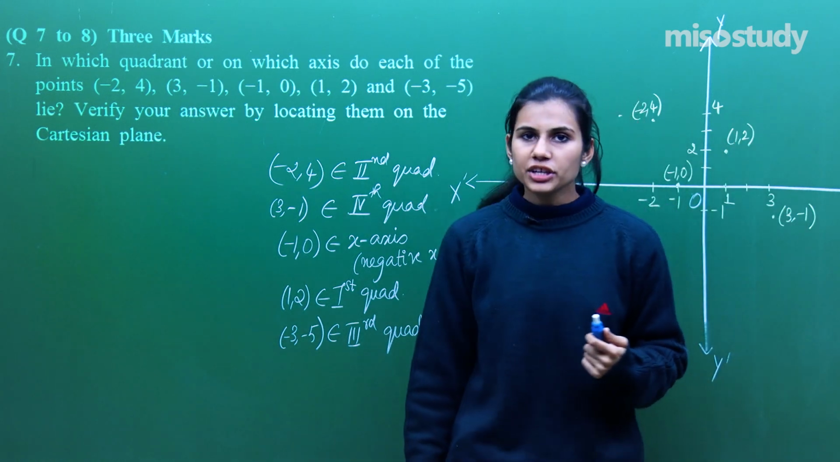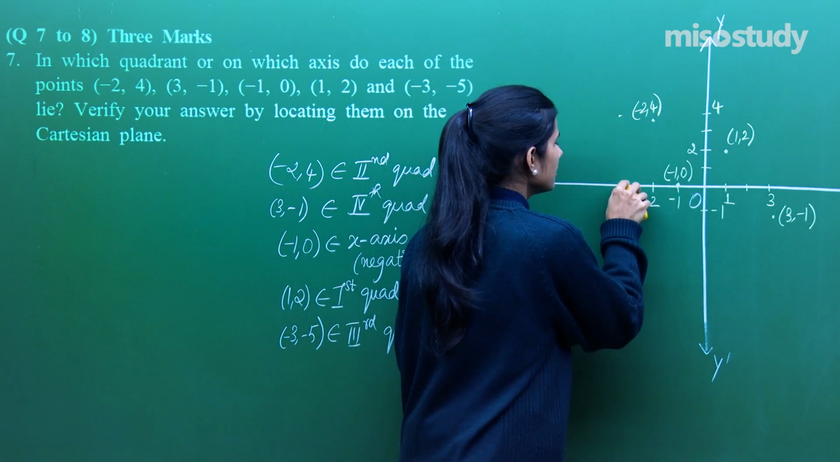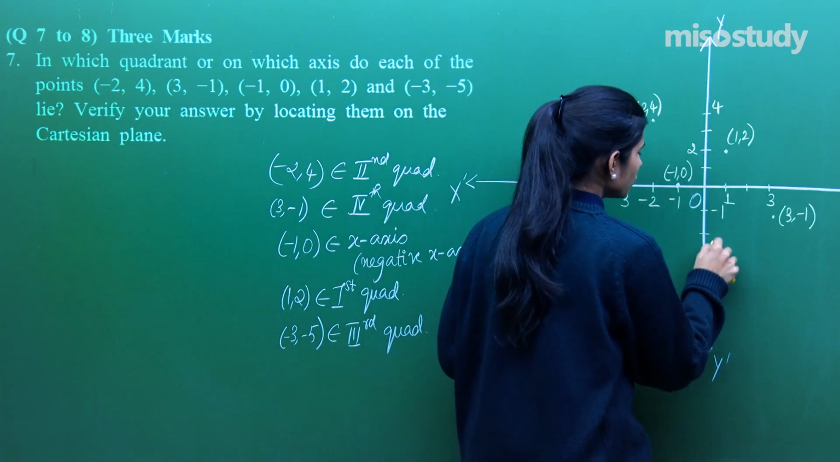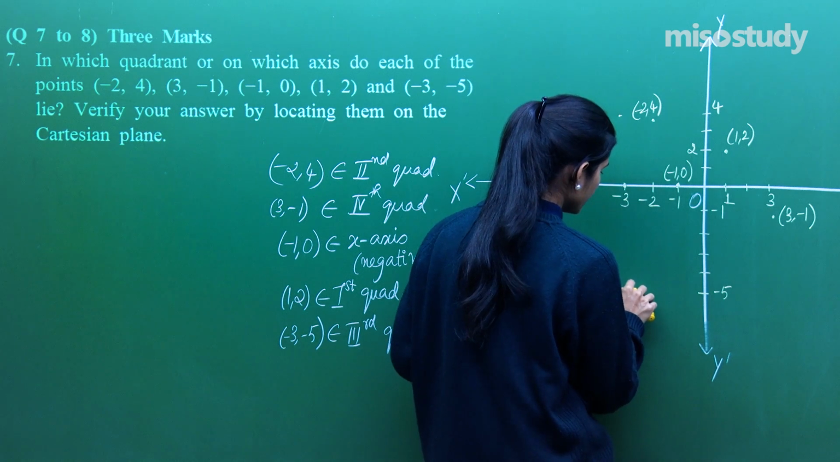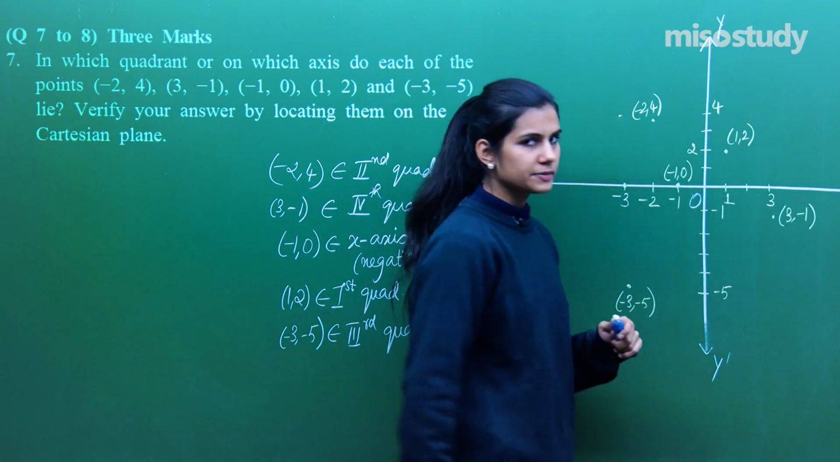Then you have -3, -5. Move 3 units along negative x axis, you reach here. Move 5 units along negative y axis. So 1, 2, 3, 4, 5. Somewhere here is your point -3, -5.